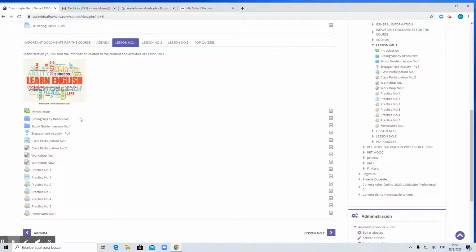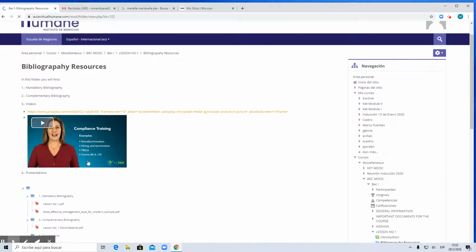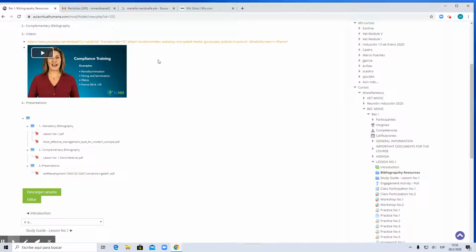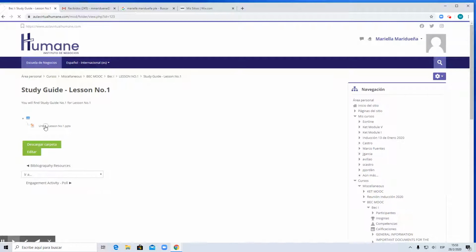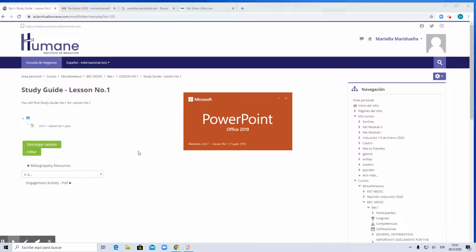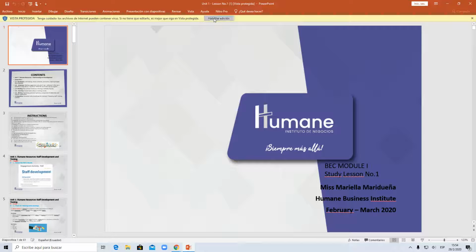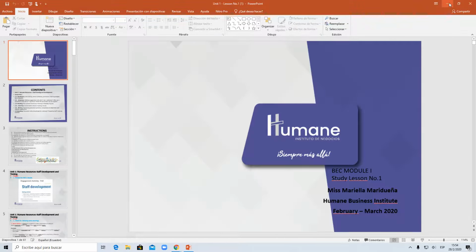Then you have the resources here in this little part. Here you're going to have information about the unit, PDFs, videos, and so on that you can check before starting the course. Okay? After that, you have another folder in which you're going to find the study guide. For each lesson, you're going to have a study guide that will guide you in order to identify all the contents that you're going to see during the course and the activities that you have to do. Okay, so you can download it and then start checking it.